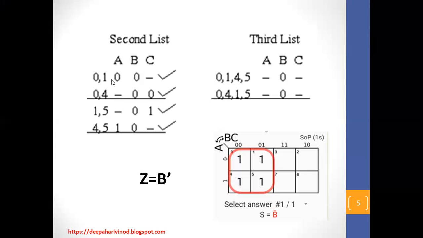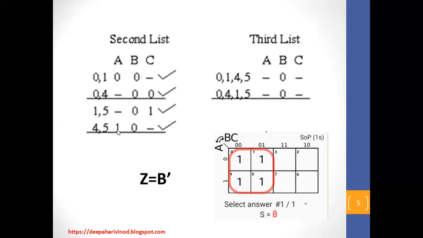So 0, 1 should be compared with 1, 5 as well as 4, 5. In the same way, 0, 4 should be compared with 1, 5 and 4, 5. Now check 0, 1 and 1, 5. See, first bit you have changed. Second is same. Third also you have changed. So you cannot compare that. So discard that.